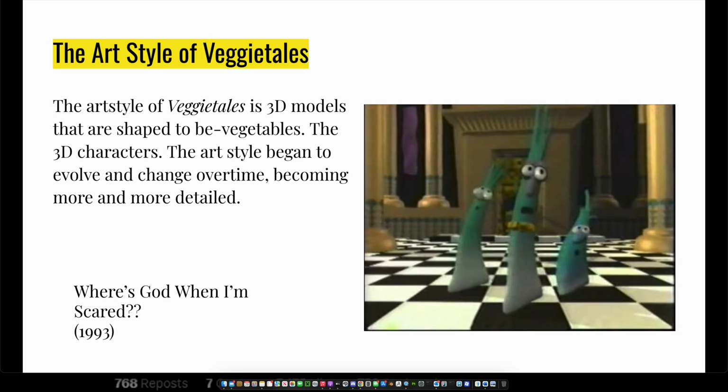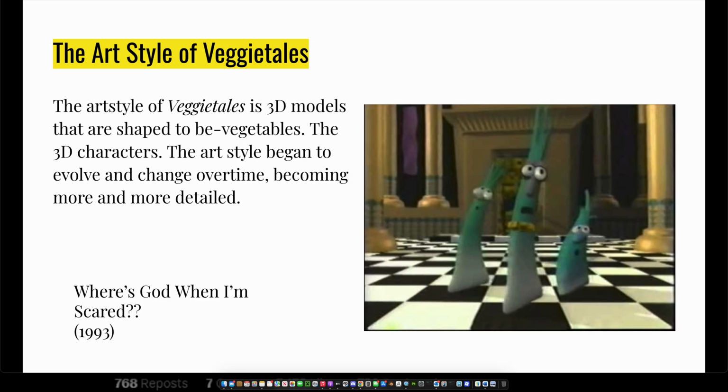Now, speaking of VeggieTales, let's talk about the art style, which is so relevant, so iconic and recognizable because it is literally just vegetable shapes and the eyes and mouth. The 3D characters are simply structured, and that's because VeggieTales was made in the early days of CGI animation, so it was quite a challenge to create characters basically out of nothing.